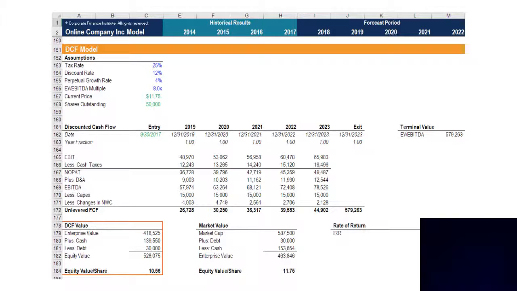So here we have just an example of what a DCF model might look like. You can see that right about in the middle, the model utilizes various financial metrics to calculate unlevered free cash flow, which is basically a company's free cash flow in the absence of its capital structure. And then it uses the weighted average cost of capital to discount those future free cash flows back to present value.